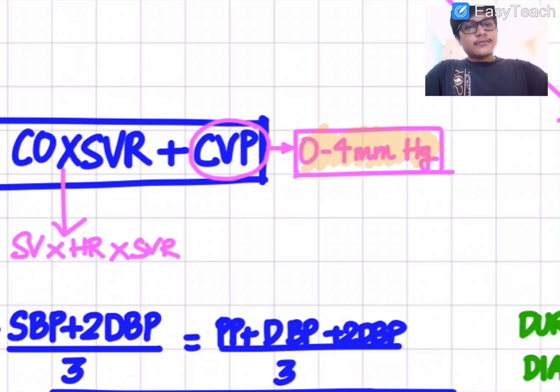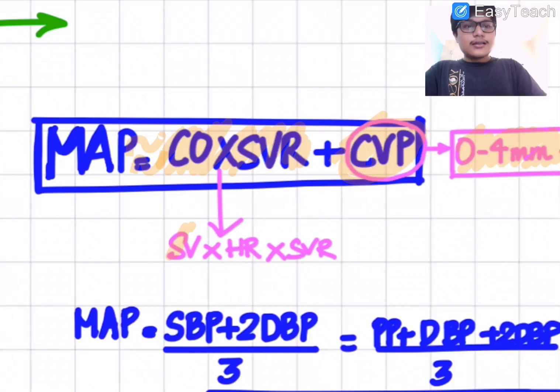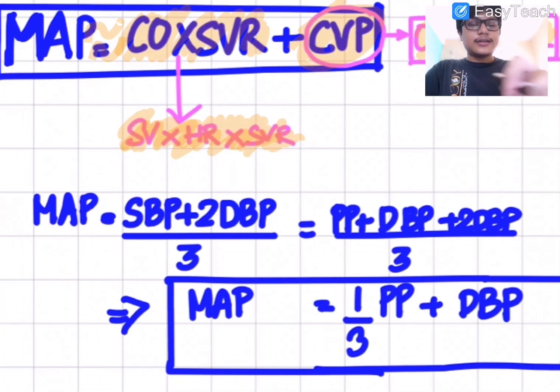And so while calculating mean arterial pressure, this portion is ignored, and mean arterial pressure is approximated as the product of cardiac output and systemic vascular resistance. And like you know, cardiac output is the product of stroke volume and heart rate, and so from there this formula comes. Now there is one more formula to calculate mean arterial pressure, and that is systolic blood pressure plus twice the diastolic blood pressure, divided by 3.